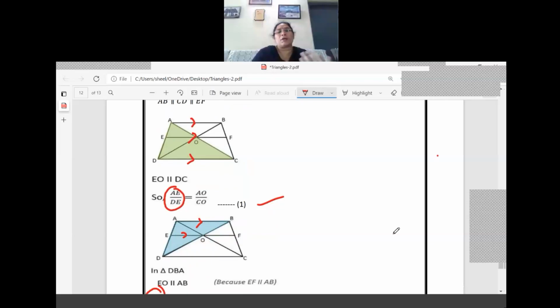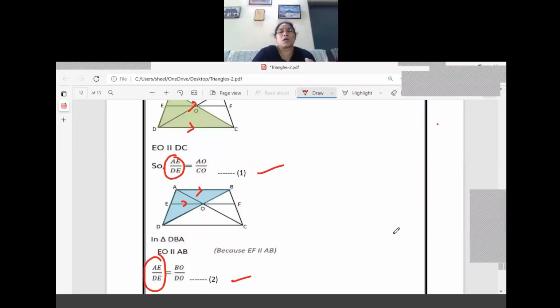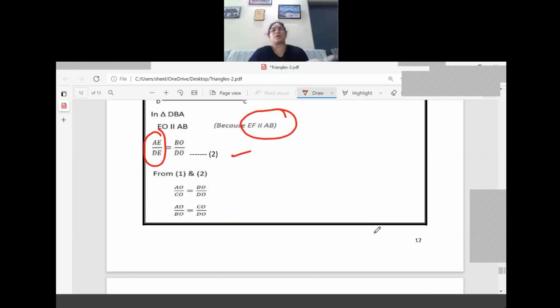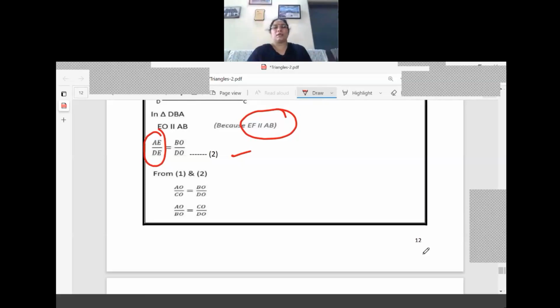The same triangle only we have taken, because we also want BO by DO, right? So this time we have changed the parallel line. What is the parallel line there? EF parallel to AB. So the direction changed. The letters we have used here give AE by DE equal to BO by DO. Only we are changing the parallel lines. By this, what is the conclusion we are making? AO by CO equals BO by DO.